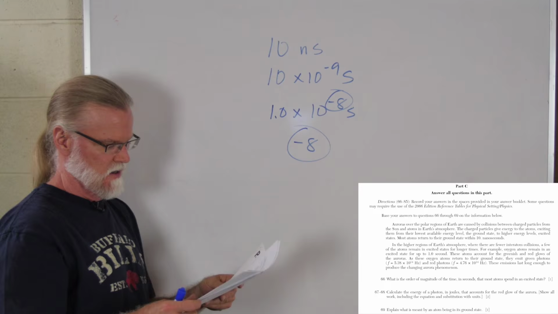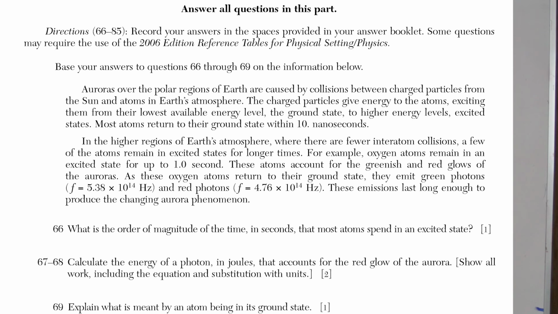Calculate the energy of a photon in joules that accounts for the red glow of the aurora. Later it says, in higher regions of Earth's atmosphere, where there are fewer collisions, a few of the atoms remain in the excited state for longer times. For example, oxygen atoms remain in an excited state for up to 1 second. These atoms account for the greenish and red glows of the auroras. As the oxygen atoms return to the ground state, they emit green photons of frequency 5.38 times 10 to the 14 hertz, and red photons of 4.76 times 10 to the 14 hertz. These emissions last long enough to produce the changing aurora phenomenon. Calculate the energy of the photon in joules for the red glow.